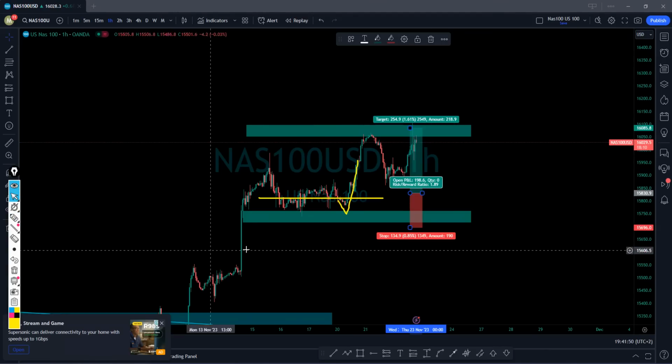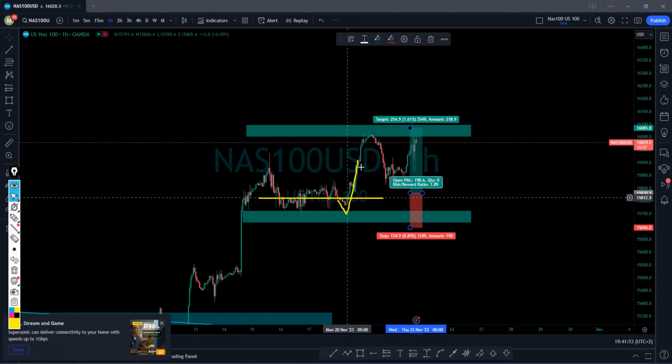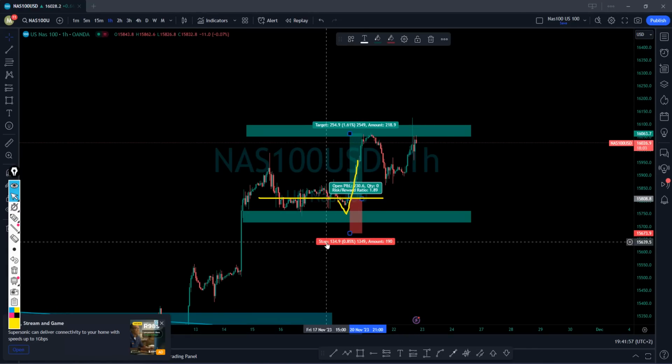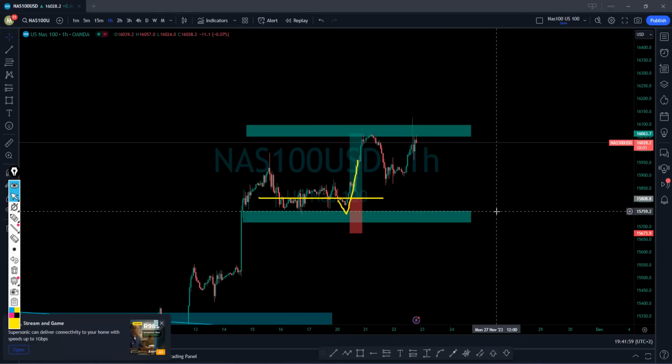So we're going to wait for the market to do what? To bounce back. That is the market showing you that it's moving away from the support. So if the market is moving away from the support, then we just jump on the market. We just jump on that market.